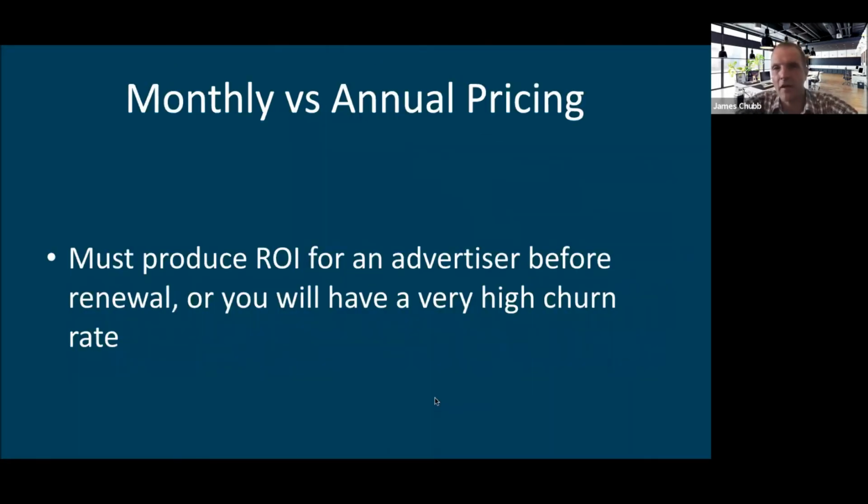Monthly versus annual pricing. One thing to keep in mind is that your directory must produce ROI, return on investment, for an advertiser to renew, or you'll have a very high churn rate. And so keeping that in mind, we recommend it's often a little bit easier to get an annual directory going, because then you have a longer runway, because your directory picks up traffic over time. You get a listing signed up, but other listings sign up, and you have more content and more data, and then the traffic picks up, and everybody will start to get more leads. And as the tide rises, all boats rise. So giving yourself more runway works pretty well.